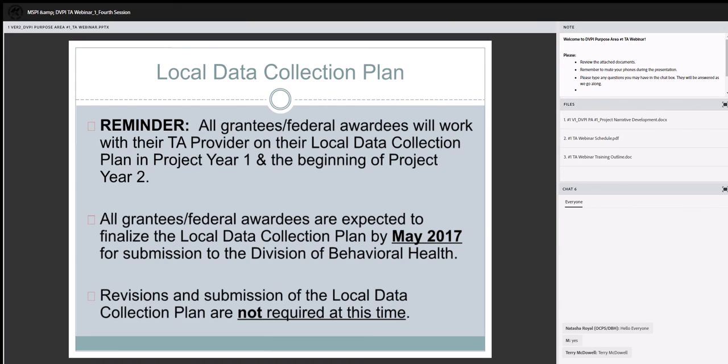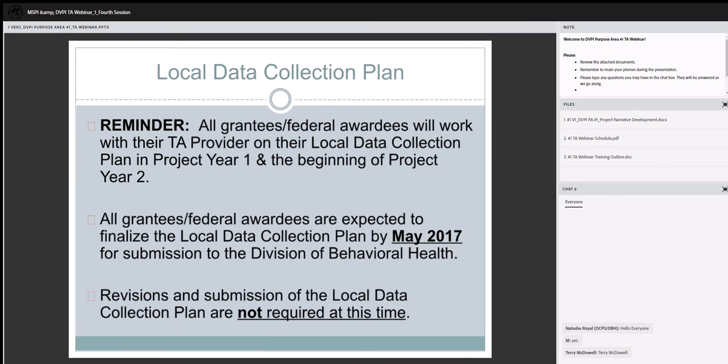All grantees and awardees will work with their TA provider on their local data collection plan in project year 1 and in the beginning of project year 2. So this part is a little bit different. You're going to be working on your narrative and your budget as part of your continuation packet, and everyone should have gotten that on the 29th. And as we've already learned, somebody was left out of the loop, so we'll make sure that we connect them.